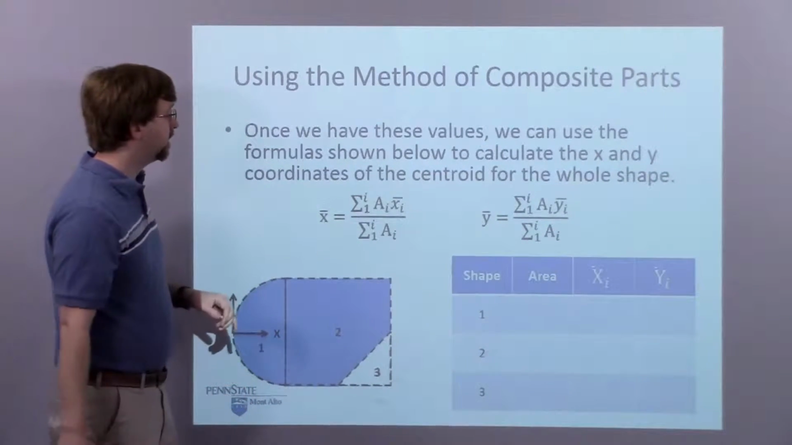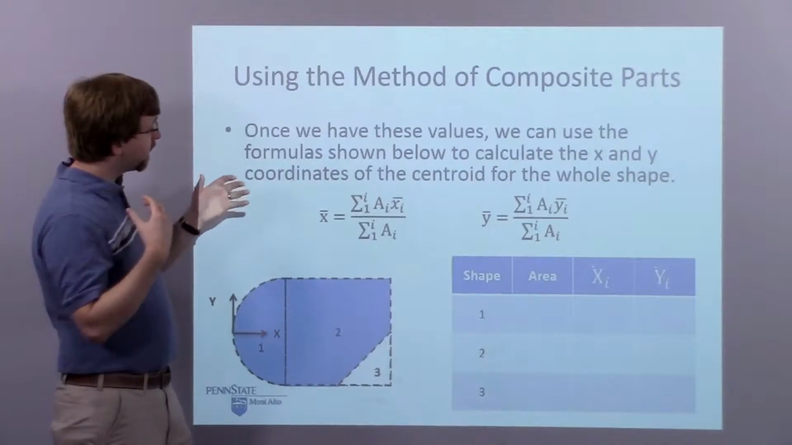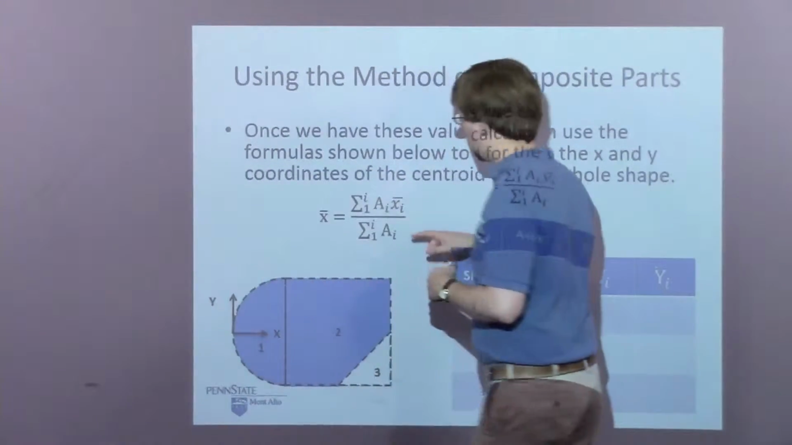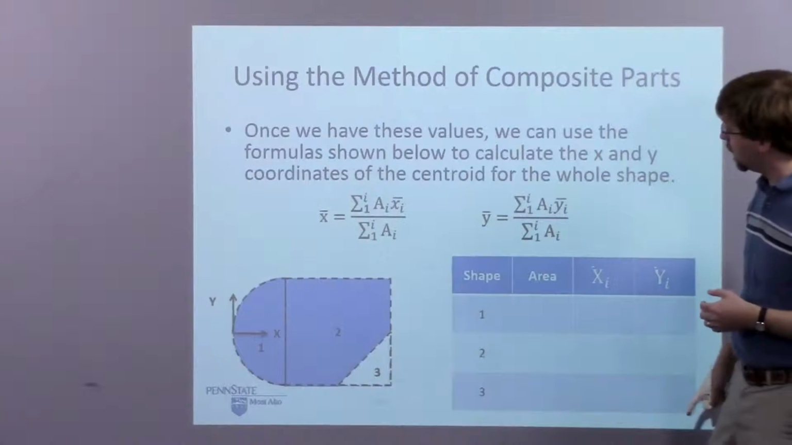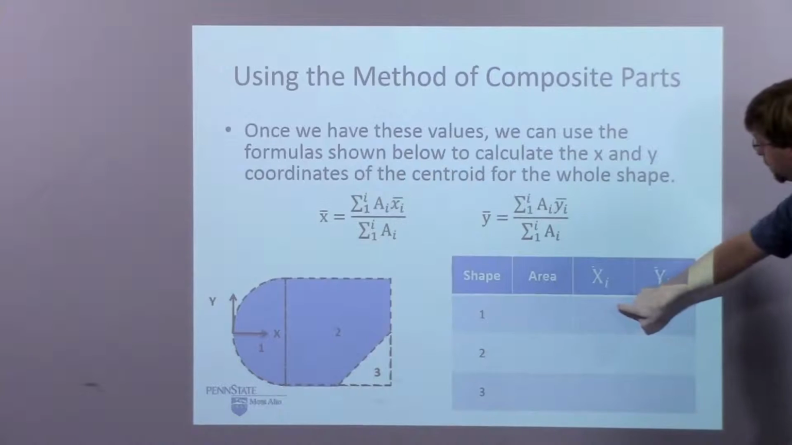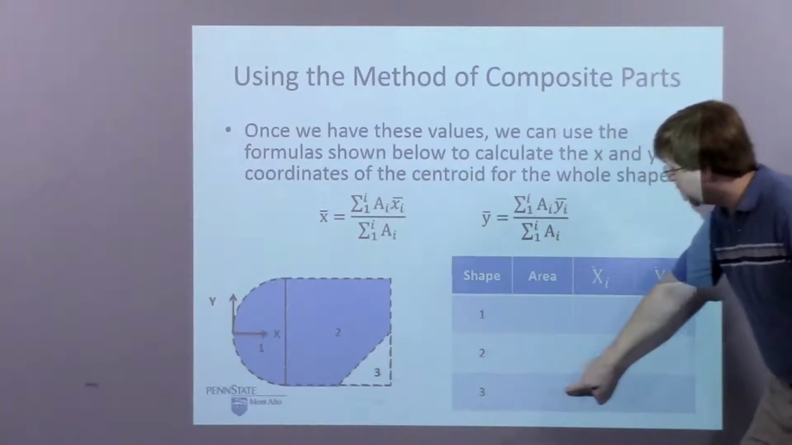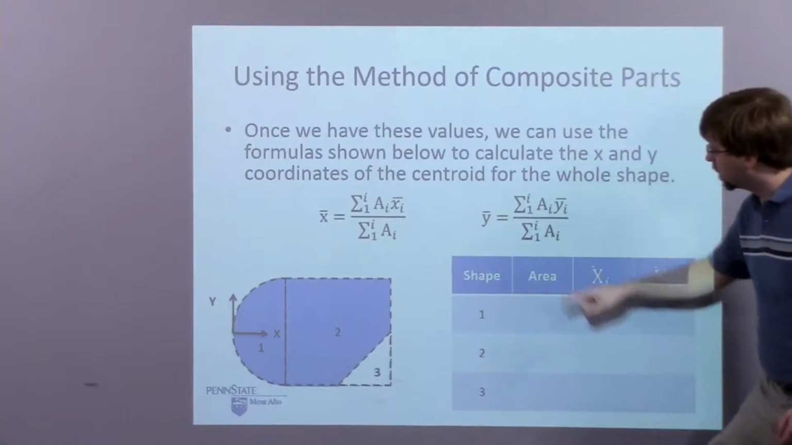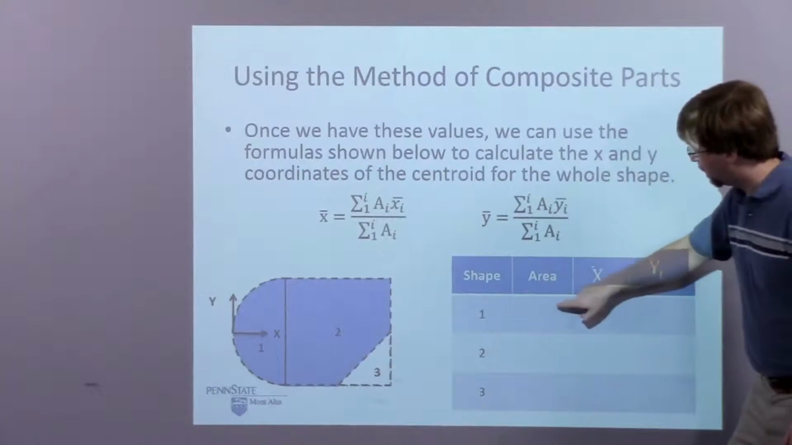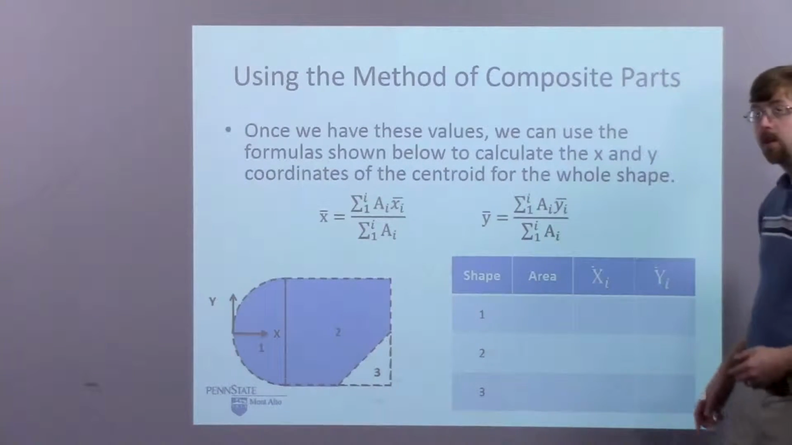Once I have the values in the table, it's pretty simple to do the calculations. So the average x coordinate, or the centroid for the overall shape, is going to be area 1 times x1 plus area 2 times x2 plus area 3 times x3. So I sum all of those up, and I'm going to divide by the total area. So area 1 plus area 2 plus area 3 is the sum of areas on the bottom.